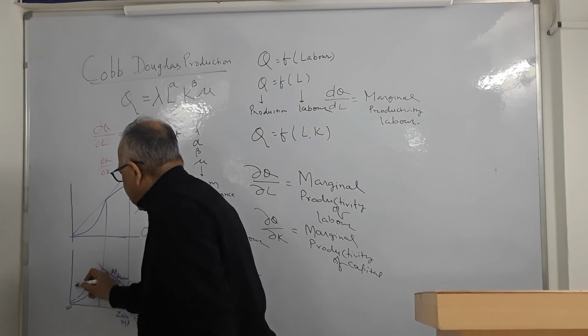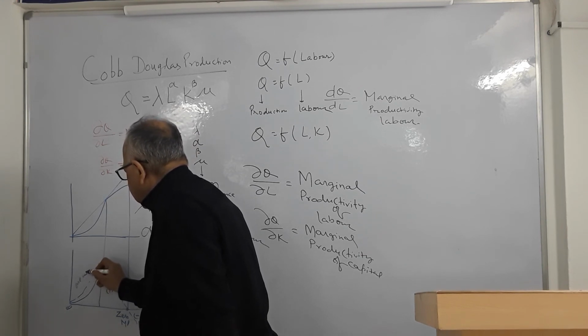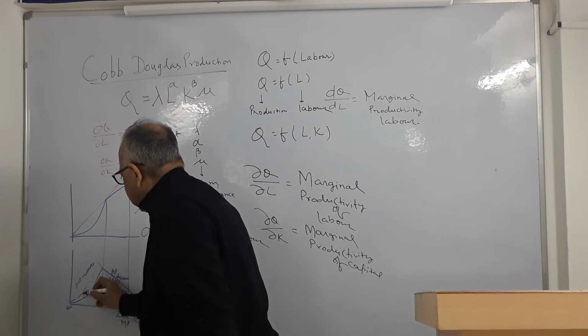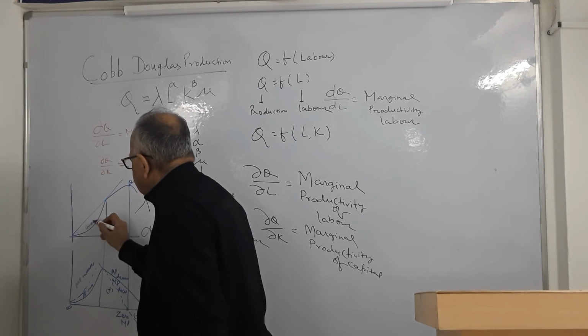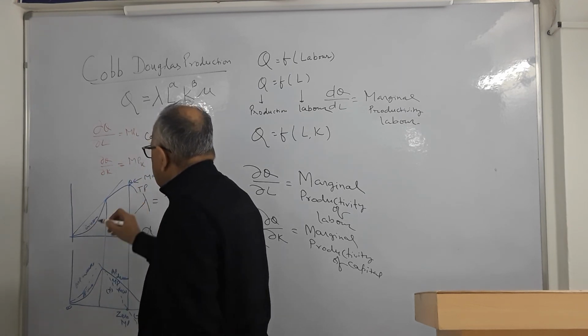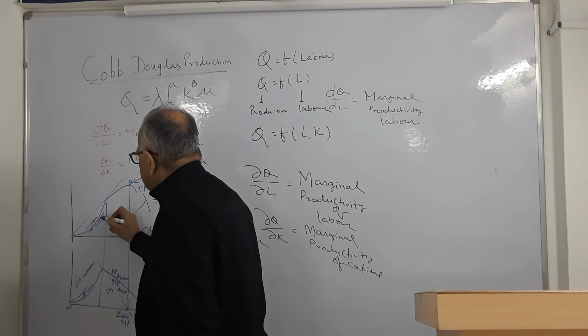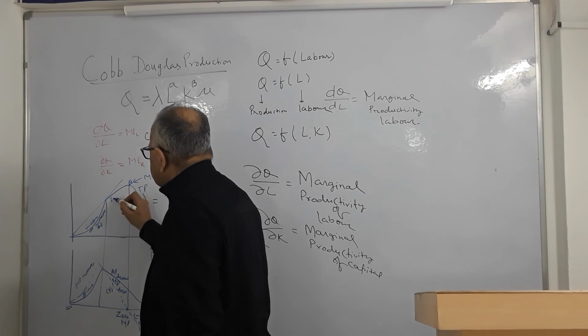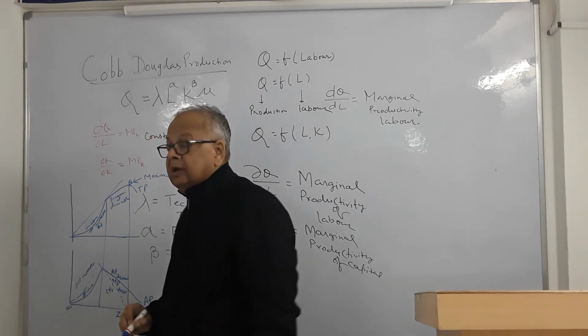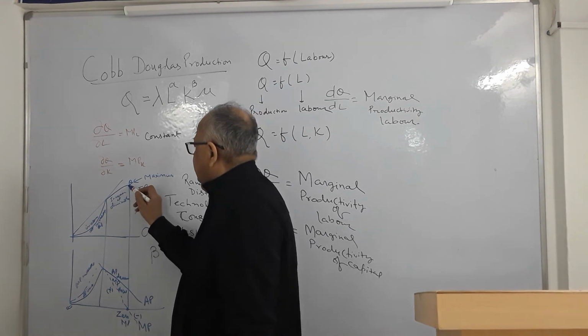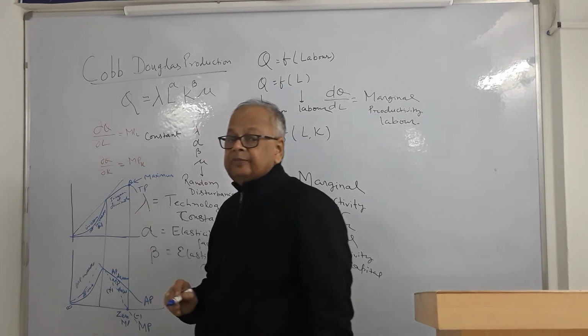And here you see on the left side, marginal productivity increases, average productivity increases, total productivity increases at an increasing rate, and here total productivity increases at a diminishing rate. And then at this point total production is maximum.